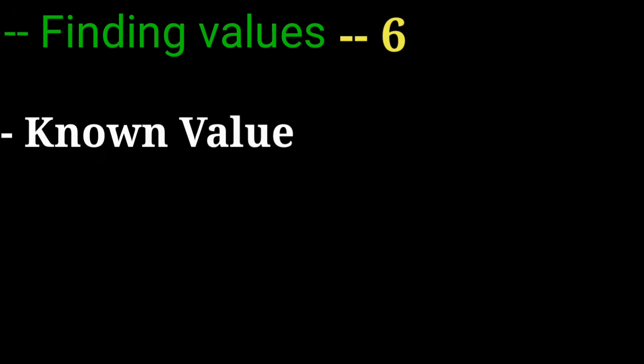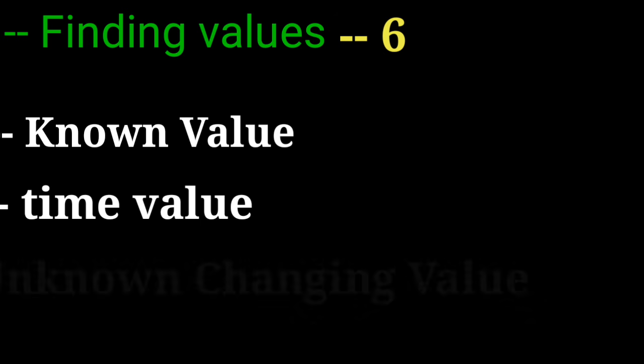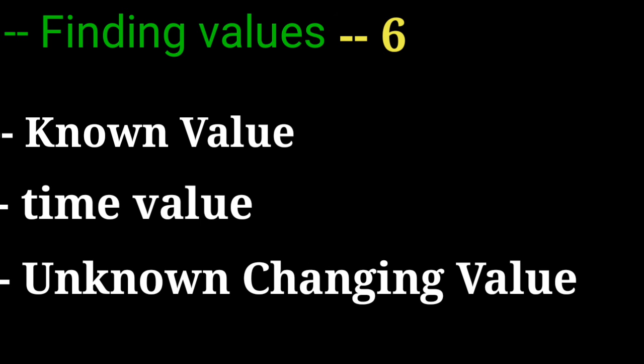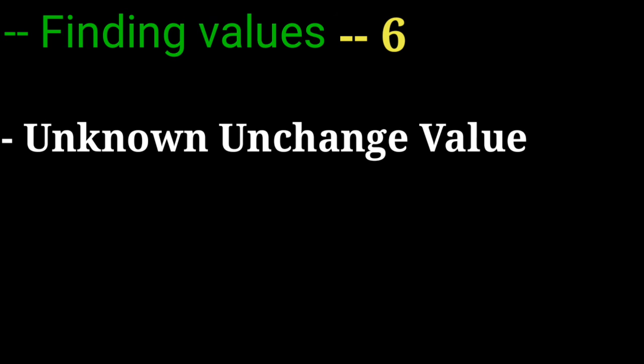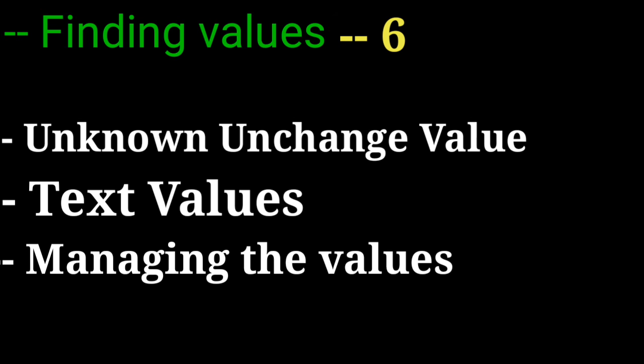We are going to divide this tutorial into 6 groups. The first one is finding the known value. The second one is finding the time value. The third one is finding the unknown changing value. The fourth one is finding unknown not changing values. The fifth one is finding the text value. And the sixth one is managing the values for later search. So now let's go to the first part and find some values.